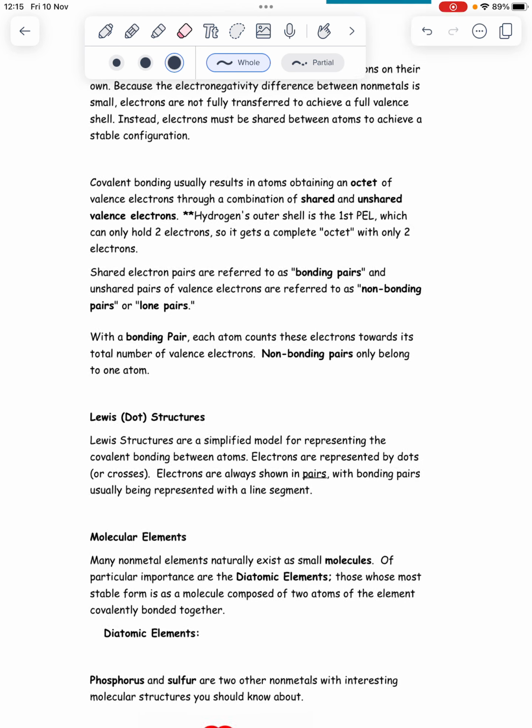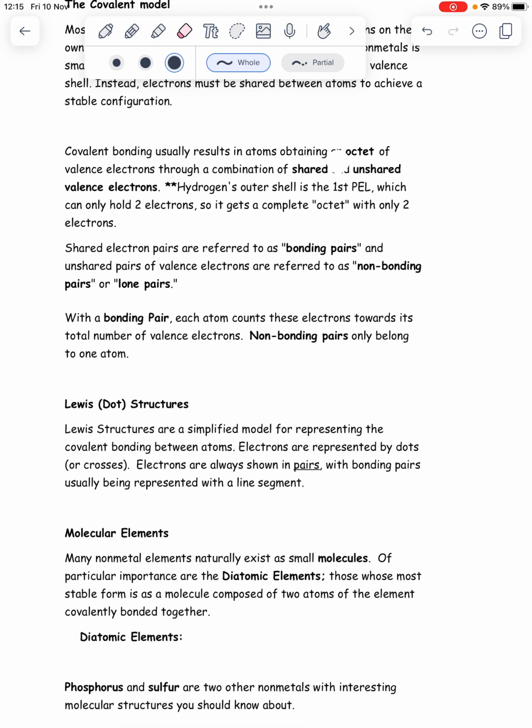What we're going to focus on when we do covalent bonding is trying to give every element an octet, which means a full outer shell of electrons. Hydrogen's octet is not really 8 valence electrons, it's going to end up being 2 electrons, because hydrogen only has a 1s level, so it can really only accommodate 2 electrons. But for other nonmetals beyond hydrogen, having 8 valence electrons gives it a noble gas configuration and makes it very stable. We're going to get that octet through a combination of shared electrons and unshared electrons.